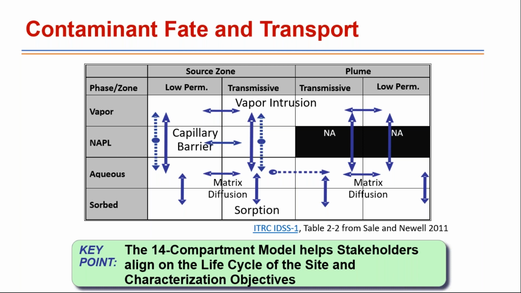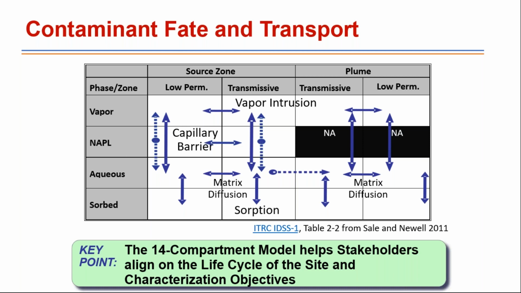Tom Sale, from Colorado State University, and Chuck Newell from GSI, came up with what they call a 14-compartment model to help you visualize the life cycle of the site and where the contamination is. Assuming it's an apple site, you have transmissive areas, and the source zone, and the plume, and you have low permeability areas.